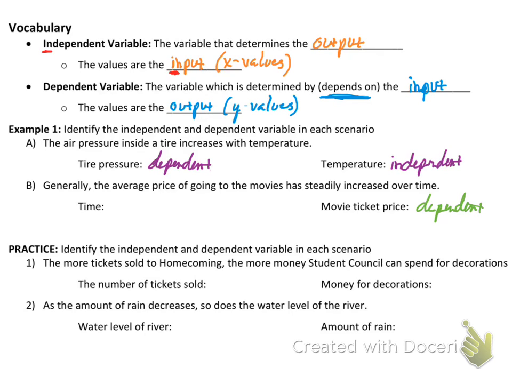The movie ticket price is going to depend on the time that you're looking at. So that's going to be my independent. Because if you think about it, if you go back to like the 1960s, and you ask yourself, what would a movie ticket price be there? That is going to be significantly cheaper than what it is, say, in 2019 or today. All right, so the movie ticket price depends on what the time that you're looking at is. All right, so go ahead and try out the last two practice problems.